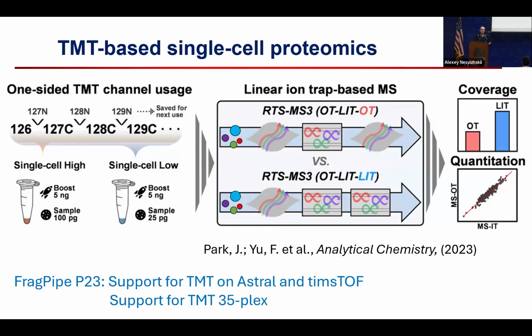So we worked with him to support quantification on the linear ion trap data, basically low-res quantification in our tools. And in FragPipe 23, we also added support for Astral TMT data, as well as TMT35-plex data. One motivation for TMT35-plex is that we have a collaboration with people using TMT35, and I'm super excited about Astral with TMT35, because I think that is going to be a super powerful strategy, including hopefully for single-cell proteomics data. So anyway, our tools now support Astral and 35-plex data.